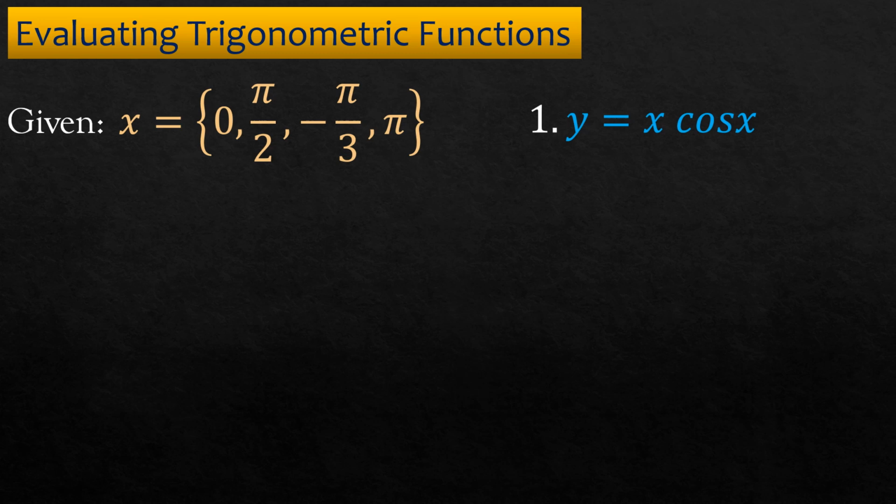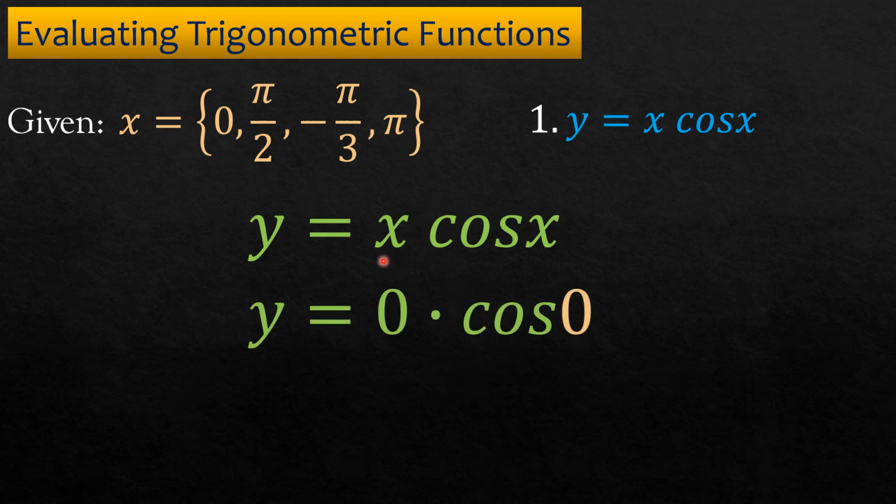Given x is equal to 0, pi over 2, negative pi over 3, and pi, and these are radian measures. We are going to evaluate or find the value of y in terms of x. So the given is y is equal to x cosine x. We first try by using 0 as the value of x. So we are changing x here into 0. Okay, so 0 times cosine 0 is automatically 0. So that is the value of y when x is 0.